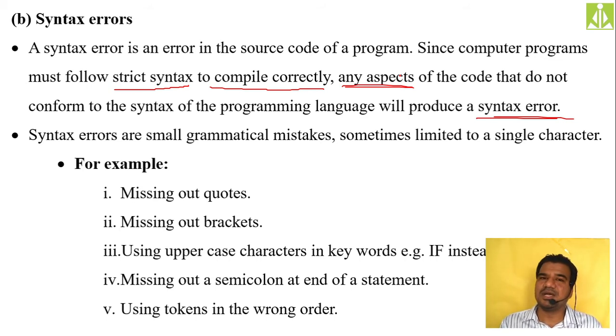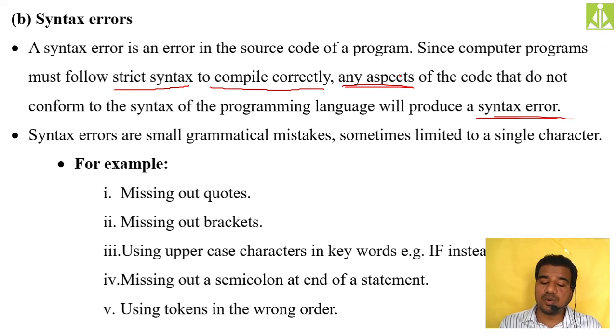Missing out quotes. Suppose you open the double quote and you don't close the double quote, it is a syntactical error. Missing brackets. If you open a curly bracket and you don't close the curly bracket, it is a syntax error. Uppercase. If a particular keyword is in capital and you are using it in small, or if the keyword is in small and you are using it in capital, it is also a syntactical error. Okay, semicolon at the end of the statement. All statements you write in your C program must end with a semicolon. If you are missing the semicolon at the end of a particular statement, it is also a syntactical error.